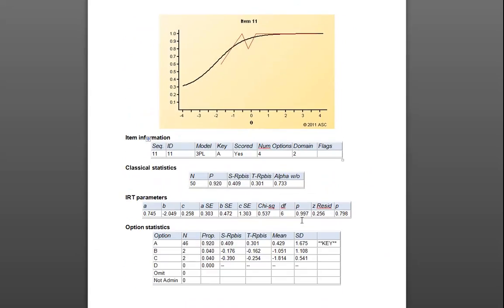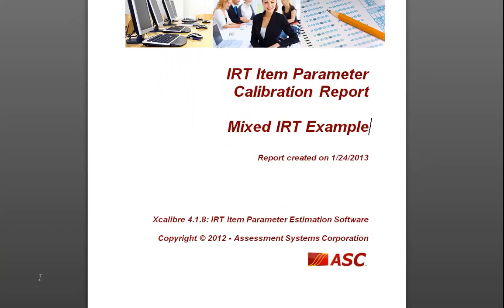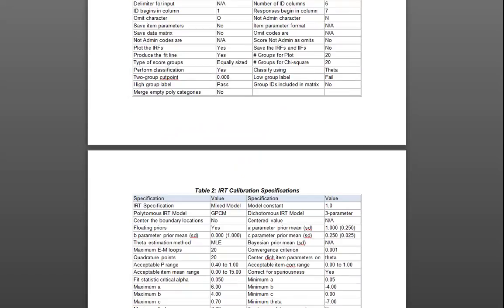So this is an example of dichotomous output. Let us move to polytomous output. So this example file has mixed IRT, so that there are some items that are dichotomous and some are polytomous.